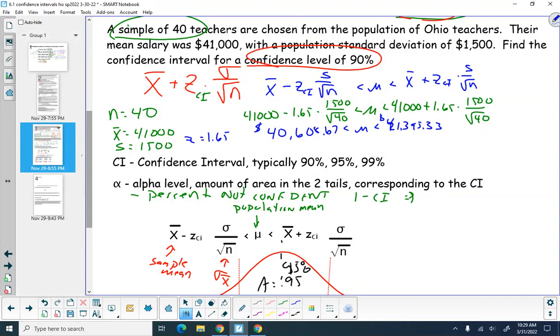Now, the one last thing I'm going to ask you to do is write a statement at the very end. We are 90% confident the population mean is between 40,608 and 41,395.